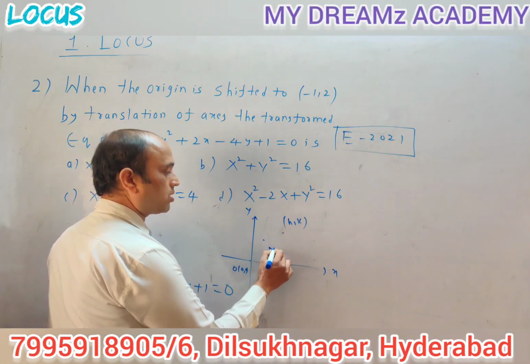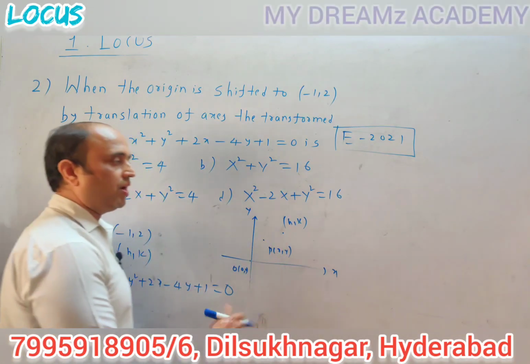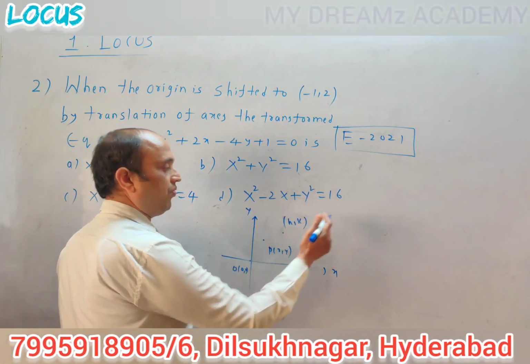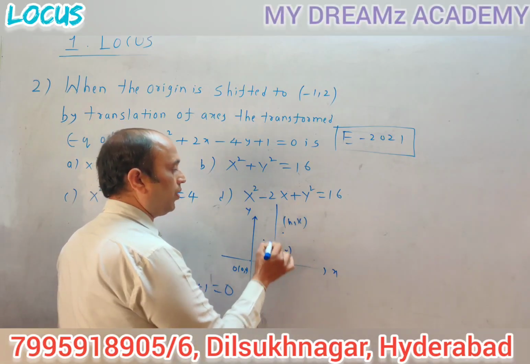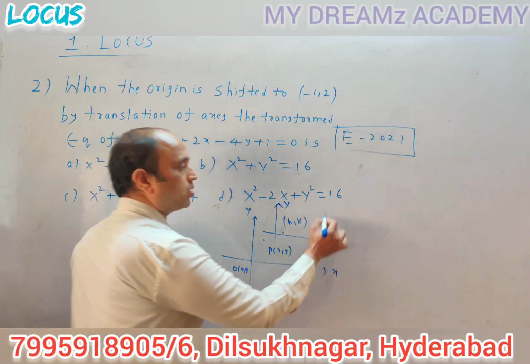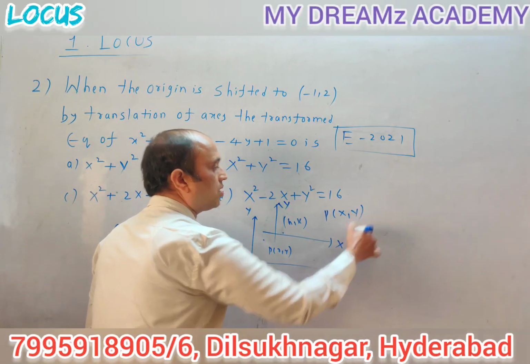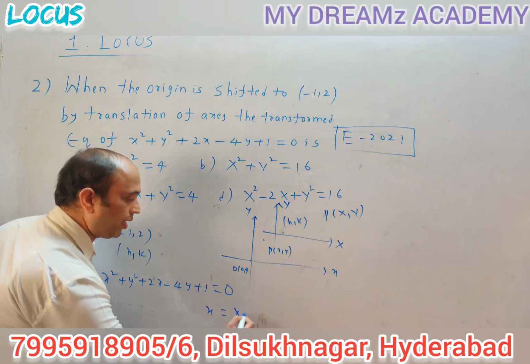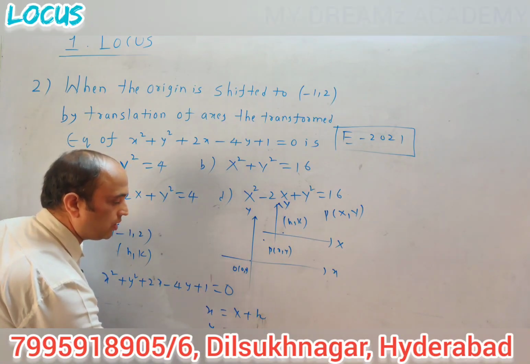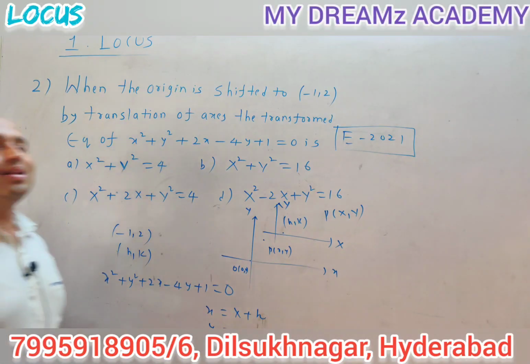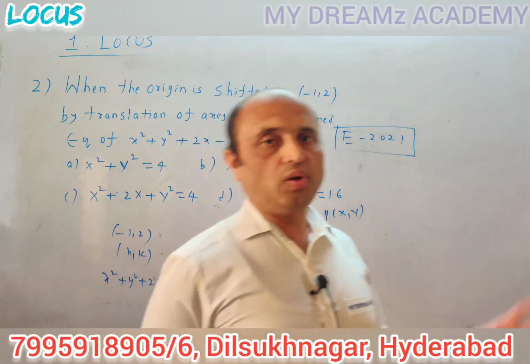So these are the original coordinates (x, y). When the origin is shifted and new axes are formed, this point becomes (X, Y). We already know the relation: x = X + h, y = Y + k. This is the relation between the original and new coordinates.